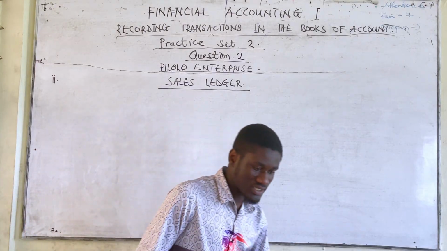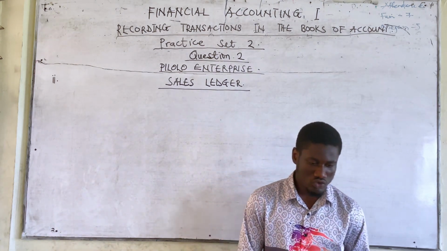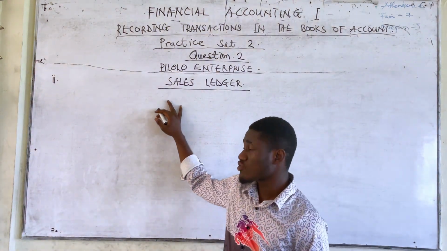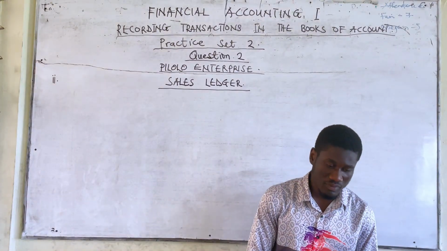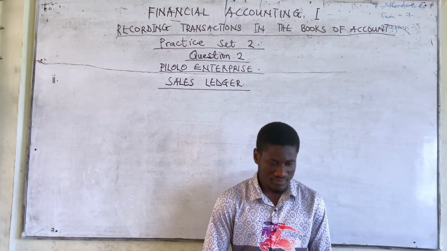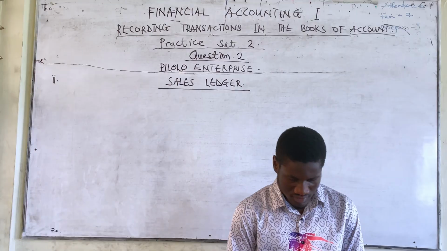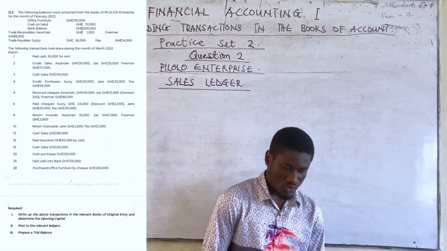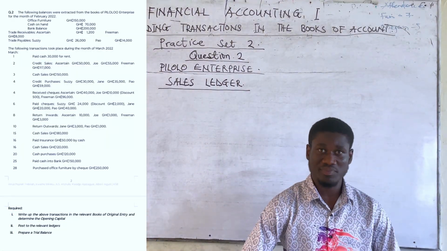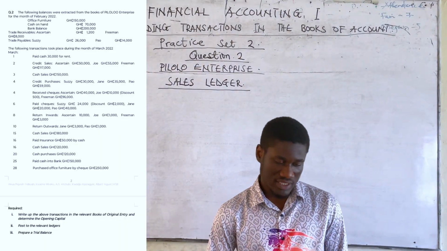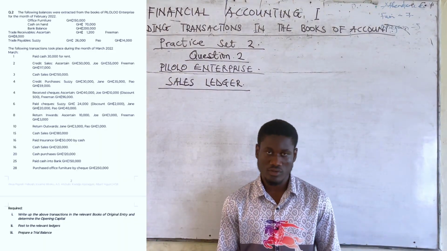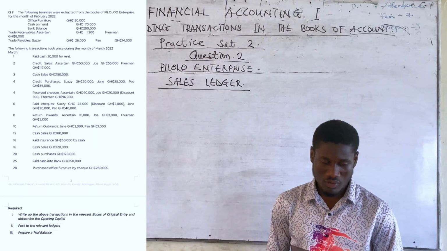With the sales ledger, we should know that they record the trade receivables, and the trade receivables here are Ascertain, Freeman, and Joe. These are the people that we made sales to on credit. So those are our customers, and those are the people we are going to record.